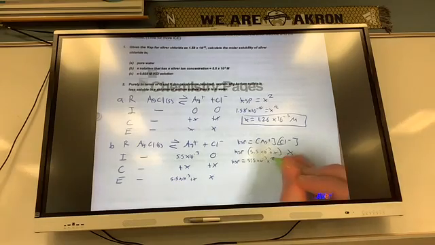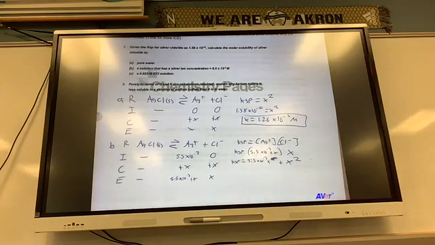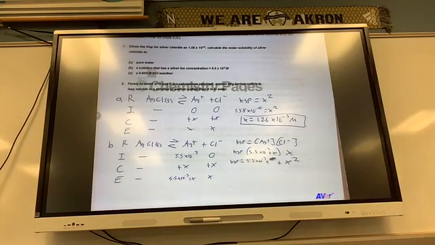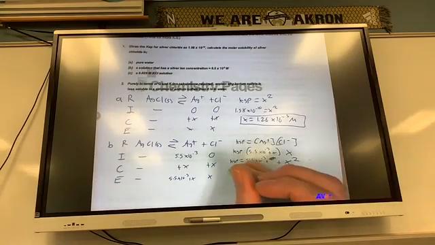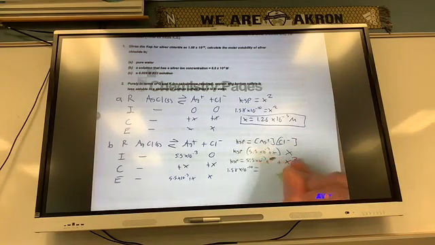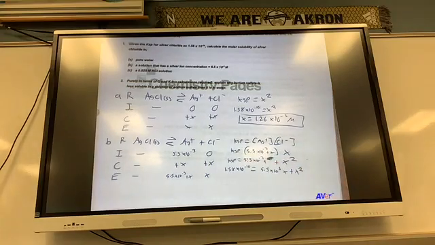Plus x squared. There's the x squared. Plus x squared. Sorry, my distribution's a little off this morning. That becomes a... So Ksp is 1.58 times 10 to the negative 10th, equal to 5.5 times 10 to the negative third x plus x squared. There's just a quadratic.